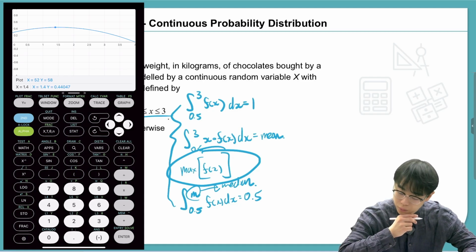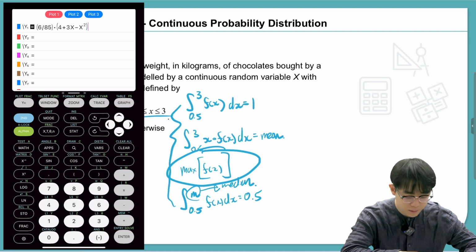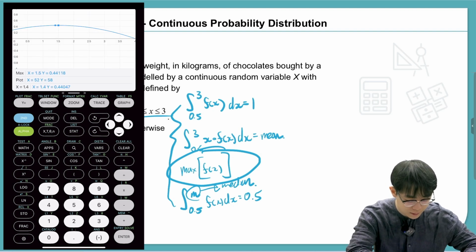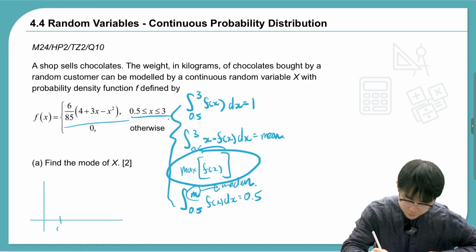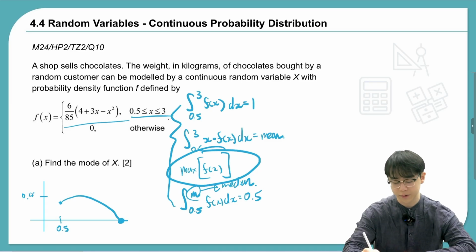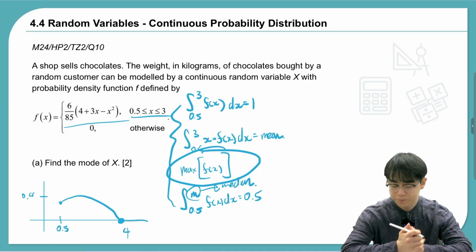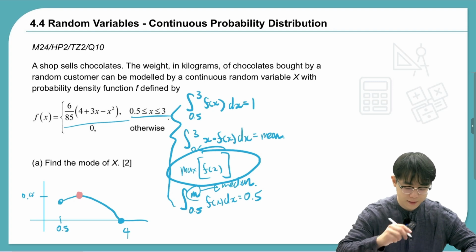So it seems like we have a function generated like this. From 0.5, it starts at around here, slightly less than 0.4, and we have a peak somewhere around here, and it seems like we reach y equals 0 at x equals 4, right? Okay, so this is the PDF function that we get. Let's find the maximum point here, because that's going to be our mode.